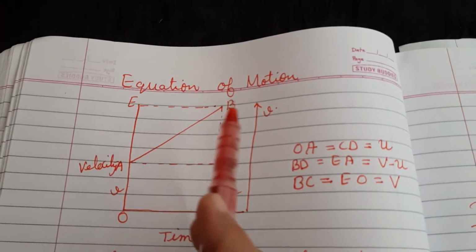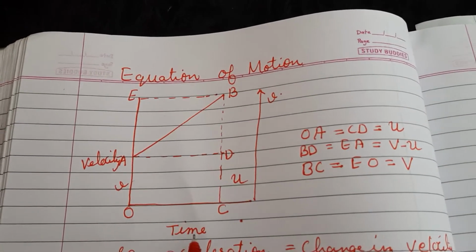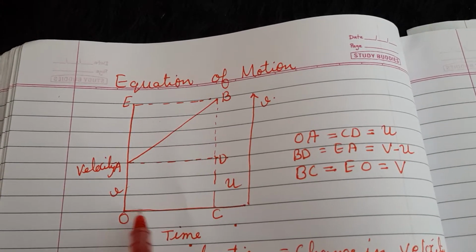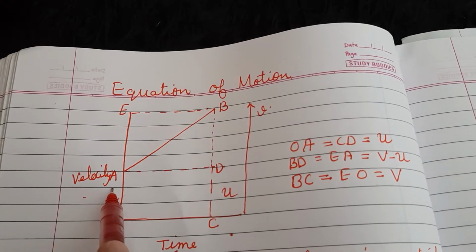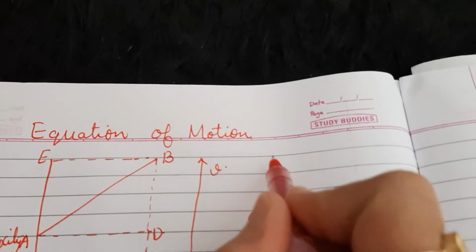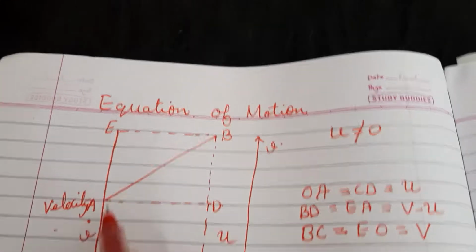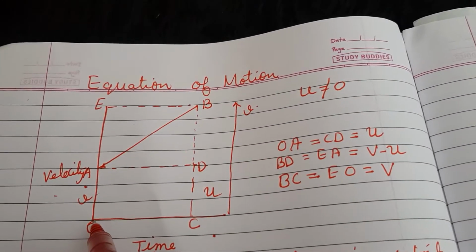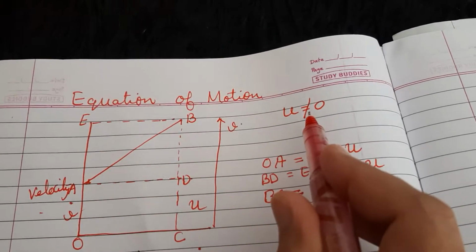Now to derive the equations of motion, first we have to plot this graph. This is the velocity and time graph. The time axis is here, and the velocity axis is here. In this condition, the initial velocity u is not equal to 0, because our graph starts from this point. If our graph started from the origin, then the initial velocity would be 0. But in this case, the initial velocity is not equal to 0.